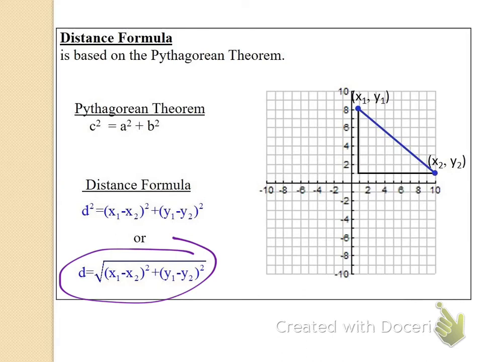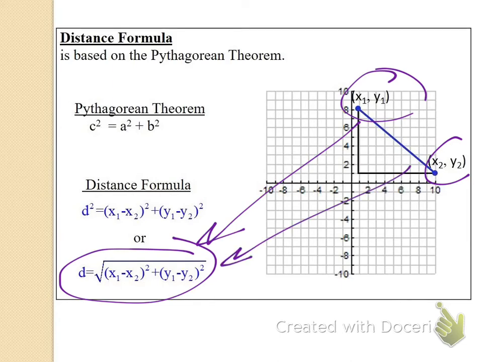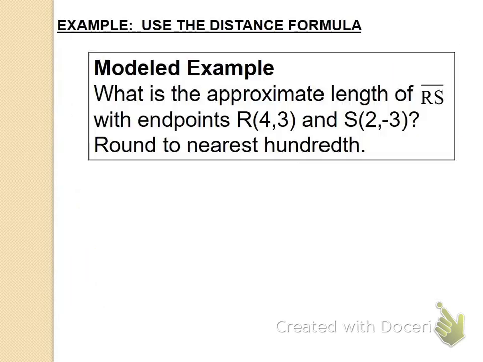So hopefully that made enough sense as far as where this formula comes from. If not, that's the formula. Just be able to use it. All we're going to do is take the two coordinates here and plug them in for the x's and the y's down here, and then do some arithmetic. Let's take a look and see how this works.